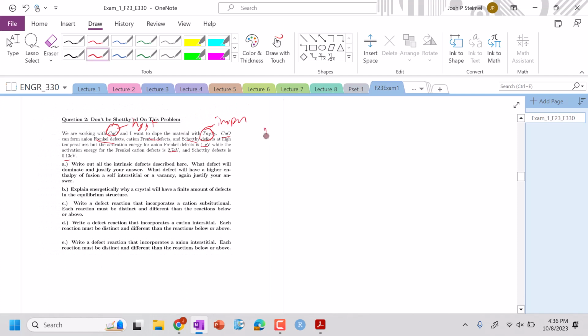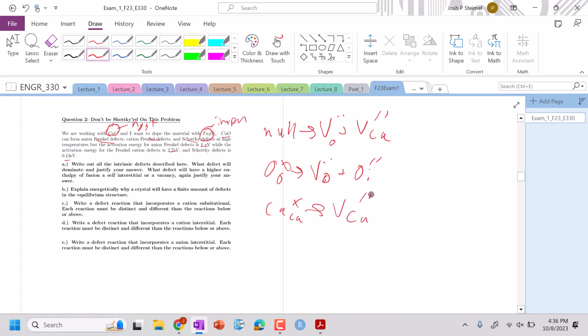So for Schottky, we're going to have null goes to a vacancy in Ca, V_Ca double prime, plus a vacancy in oxygen, V_O double dot. If we have a Frenkel anion, O_O^x goes to a vacancy in O plus an oxygen interstitial, and then Ca_Ca^x goes to a vacancy in Ca plus a cation interstitial, Ca_i double dot. So we got all the 3 defects.